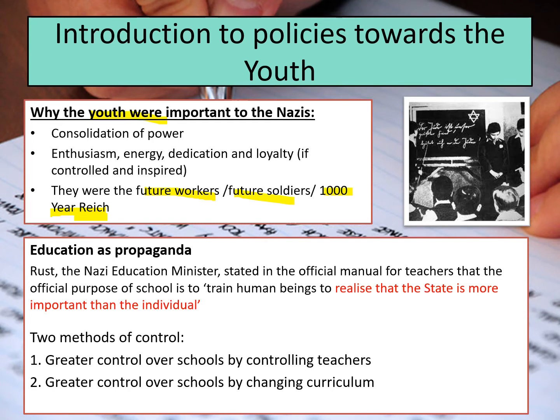We can see the importance of education through this quote from Rust, who was the Nazi education minister, who said that the purpose of school is to train human beings to realise that the state is more important than the individual. So that's going back to the idea again of Volksgemeinschaft and achieving this people's community of this unified collective of German people.